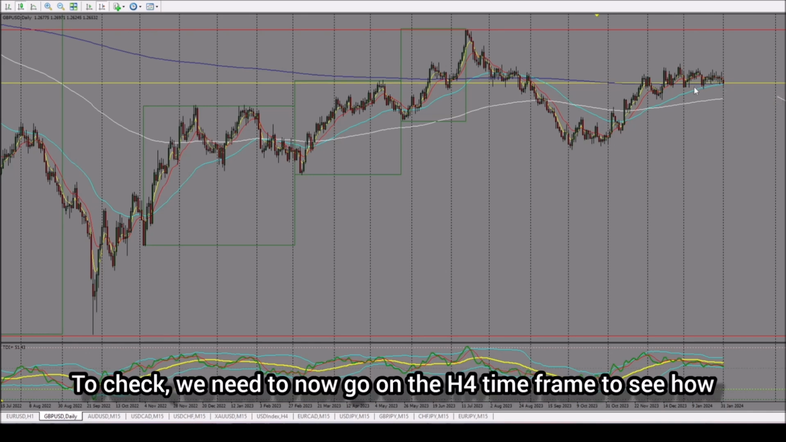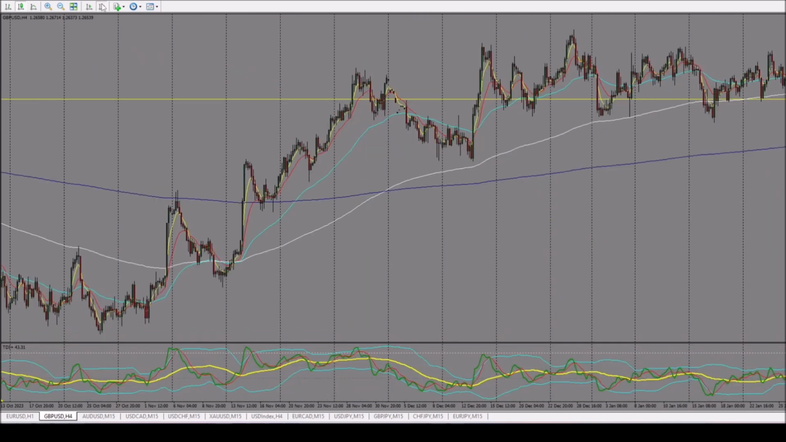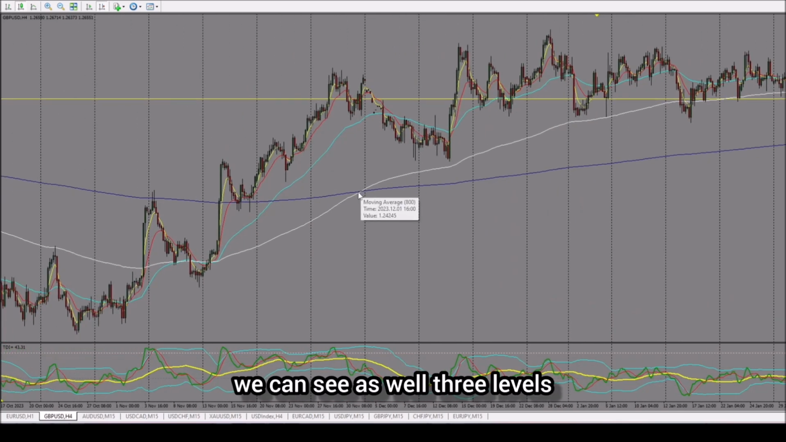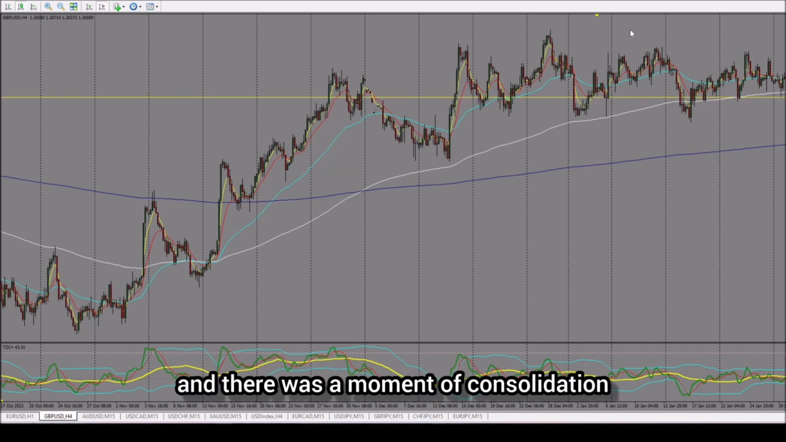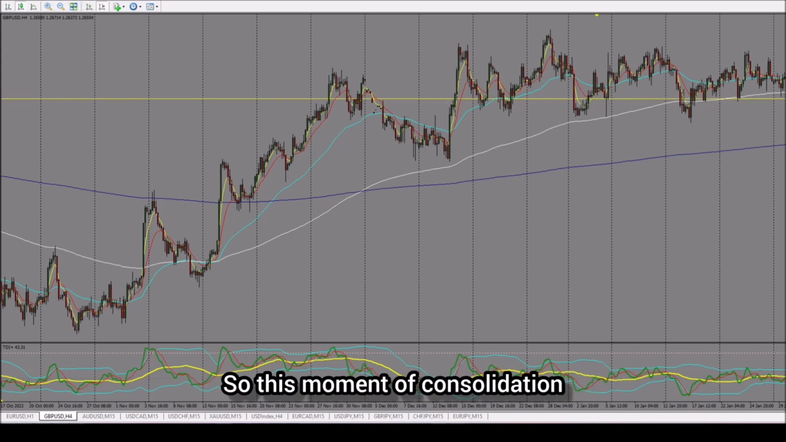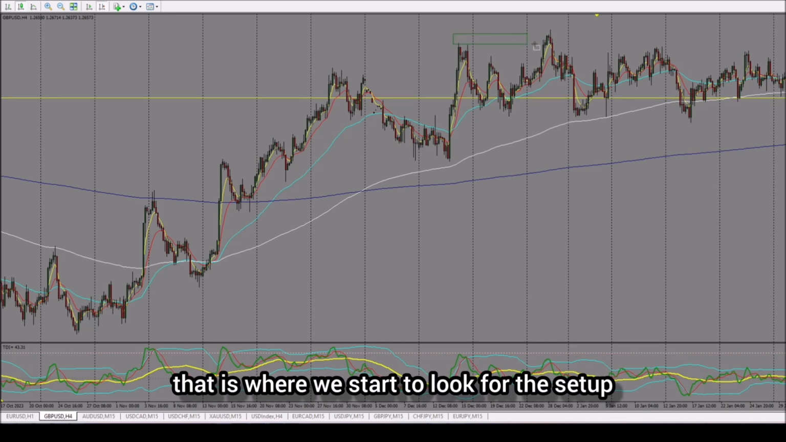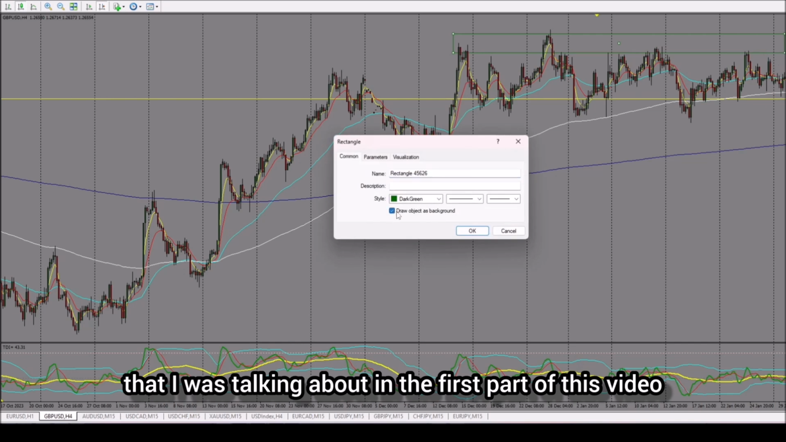To check, we need to now go on the H4 time frame to see how it occurred. On the H4 time frame, we can see as well three levels, which are 1, 2, and 3, and there was a moment of consolidation. So this moment of consolidation, if we go within it, that is where we start to look for the setup that I was talking about in the first part of this video.